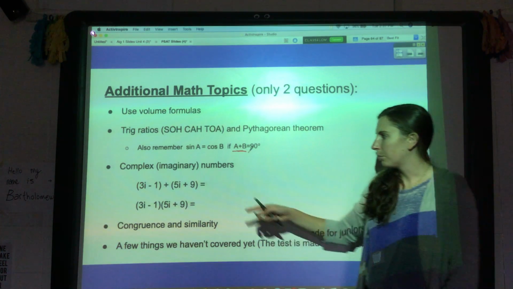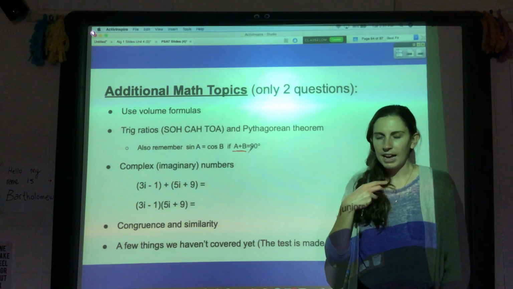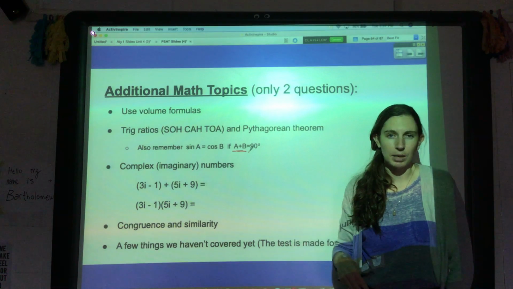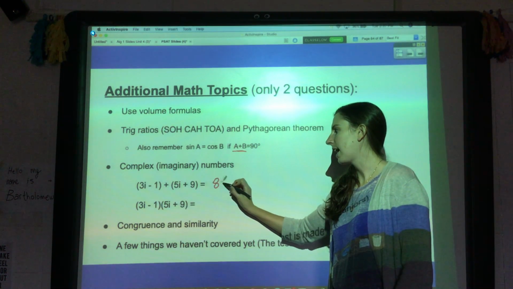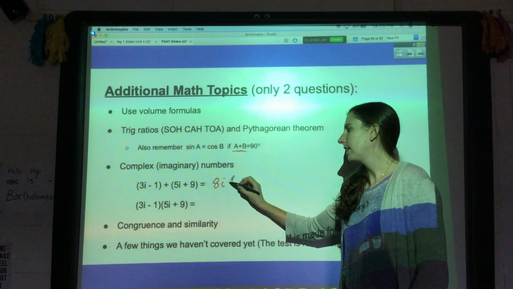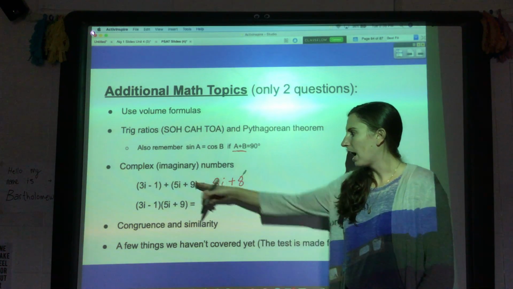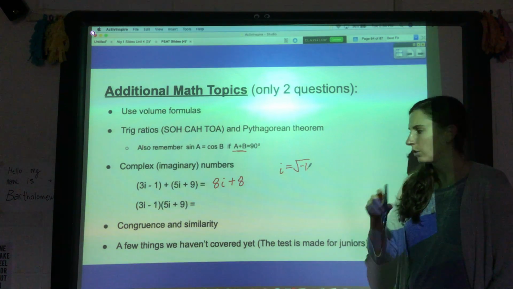There might be some complex or imaginary numbers on the test. Remember, you add and subtract and multiply these just like you do with x's, basically. So like 3i plus 5i makes 8i. Those are like terms. And negative 1 plus 9 is 8. So that would be it. Remember, i is technically just the square root of negative 1. So keep that in mind.